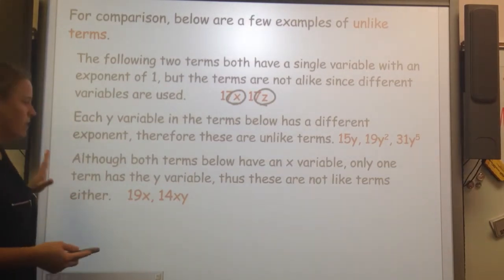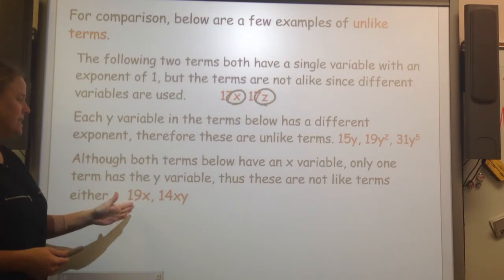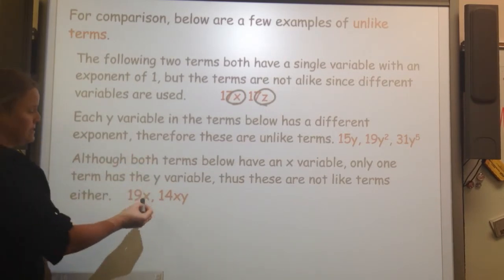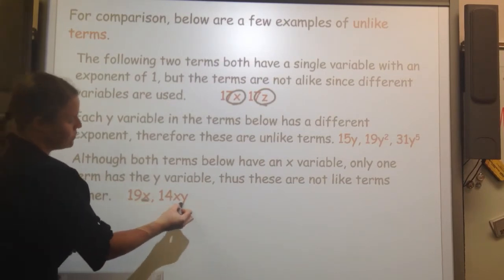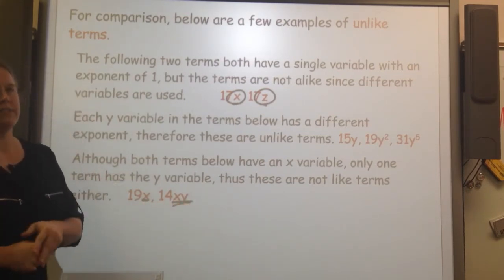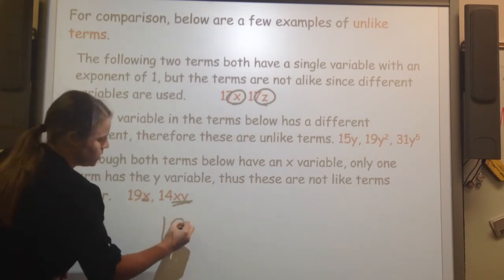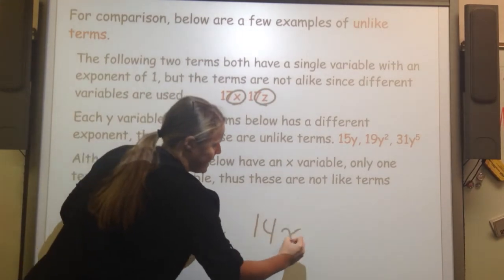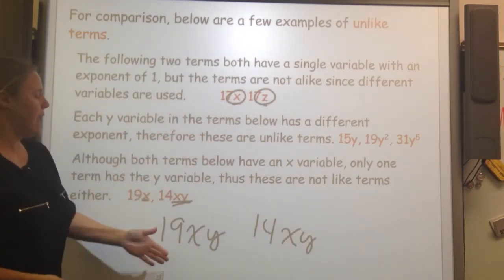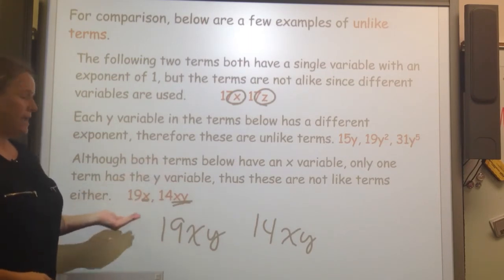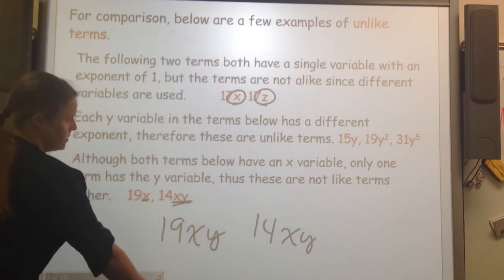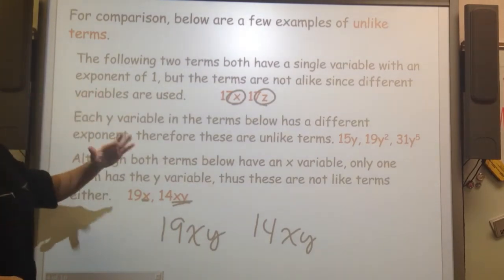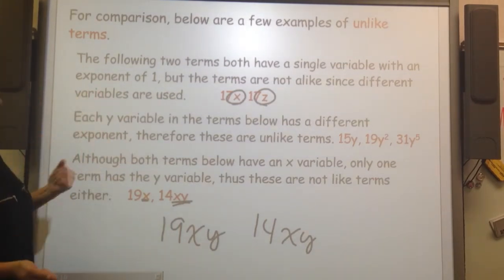And lastly, these are not like terms. We have 19x, 14xy. Why can't we? Well, because this one only has x, this one has xy. They don't have the same variables. If this one were 19xy and this one was 14xy, then we're good to go. We could add or subtract them, but they don't, so we can't. So again, you don't have to write that one. Just listen and make sure you've taken in what it looks like to not be like terms.